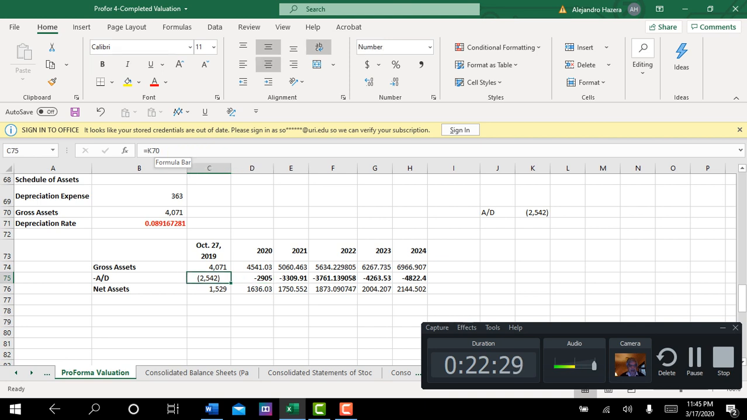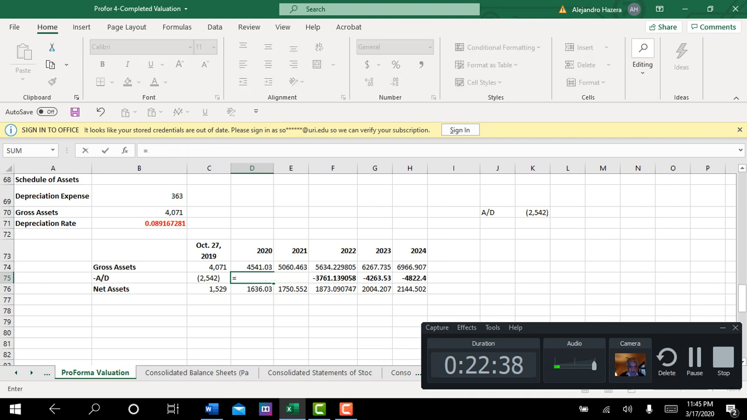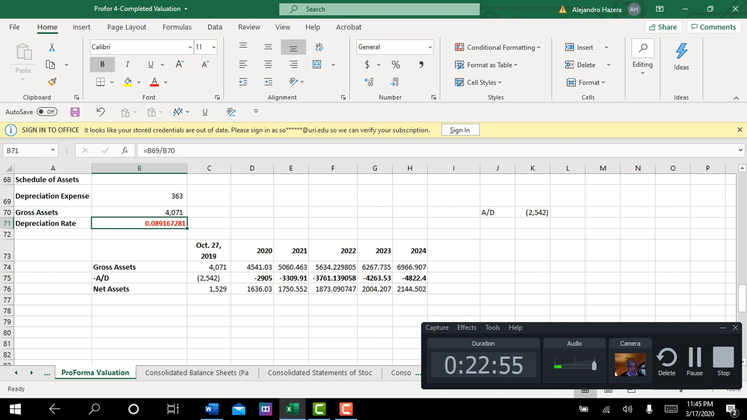The accumulated depreciation is equal to C75, which is the accumulated depreciation, plus, if you look at the numbers in parentheses, I'm taking cell C74, which is that number right there, and multiplying it times my depreciation rate. That, in essence, is my depreciation expense. So what I'm doing is taking the original accumulated depreciation and adding my depreciation expense to that. So I'm getting an increasingly negative accumulated depreciation.